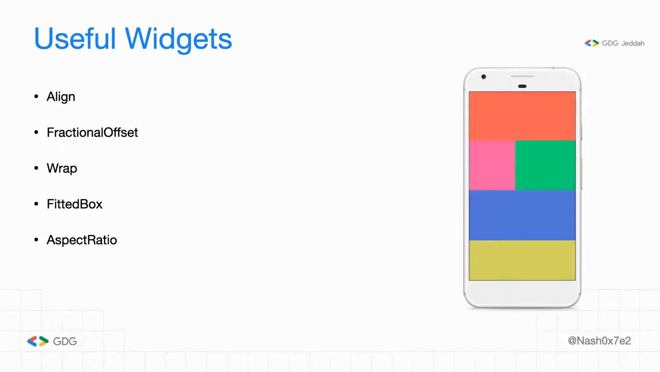Another really good one is FittedBox. A FittedBox scales your widget to occupy and obey the BoxFit that you provide. And the BoxFit, again, if you're coming from CSS land, it should be really familiar. You can tell it to cover the entire screen or fill a proportion. So these are some really great widgets that you can use to enhance your UI.